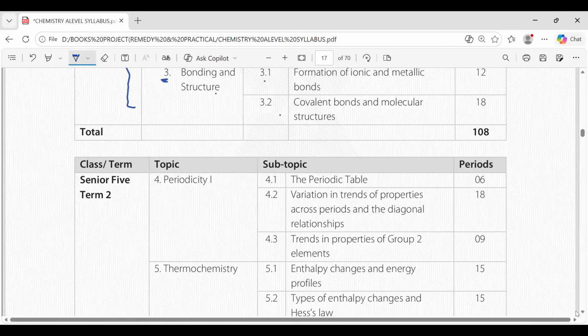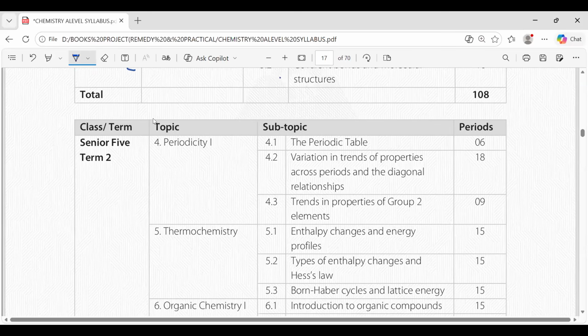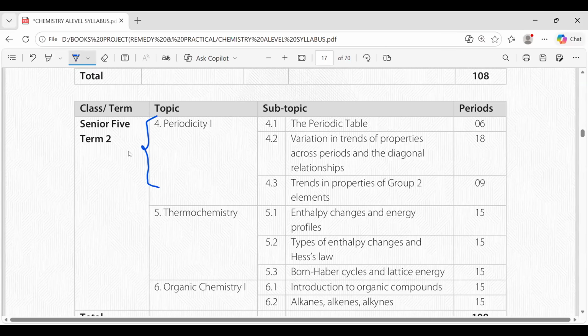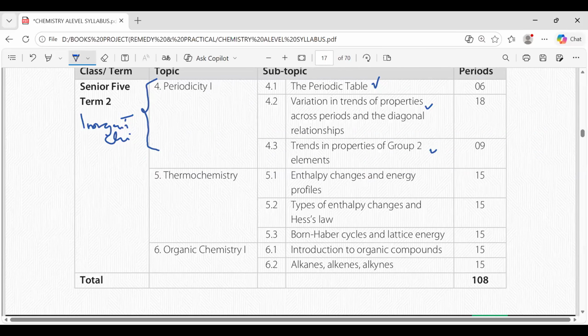Now for term 2, we come to periodicity 1. Periodicity 1 is still inorganic chemistry, that's the branch. And you can see what is covered in periodicity 1. For those asking what is under periodicity 1: the periodic table, variation in trends and properties, and trends in properties of group 2 elements. All those are under periodicity 1.